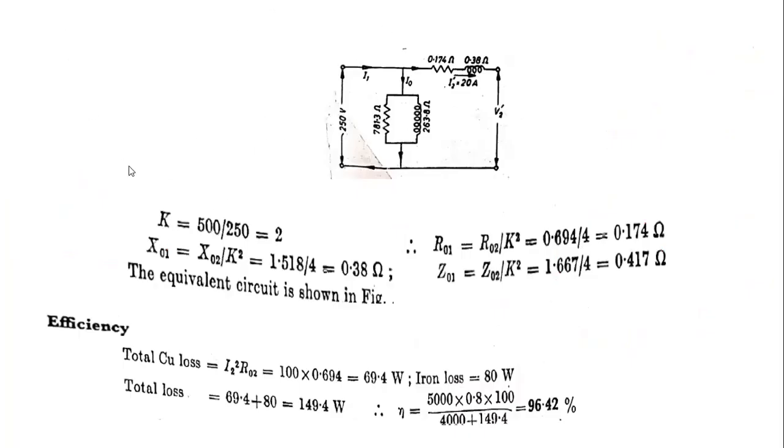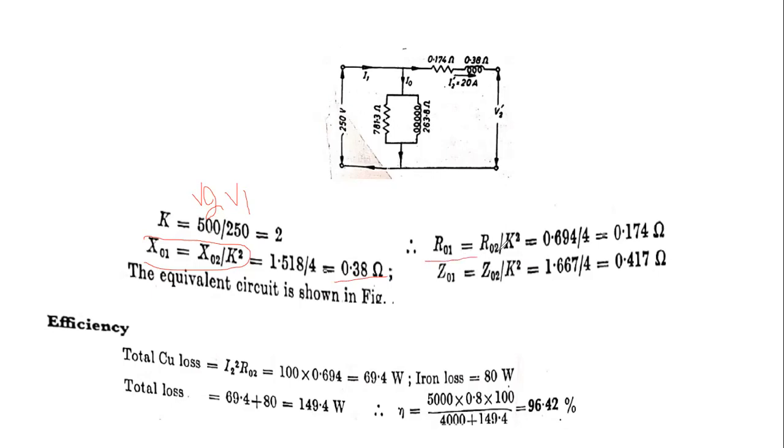Then we calculate the X01 and R01. What is the formula for X01? That is X02 by K square. What is the K formula? That is V2 by V1. Therefore K is equal to V2 by V1, and X01 is equal to X02 by K square. X02 is already calculated, so dividing by K square we obtain the X01.